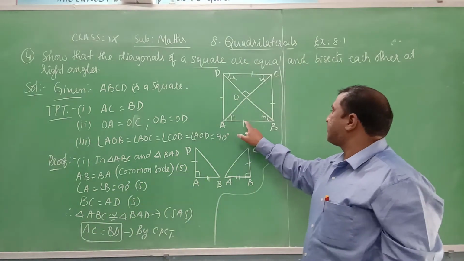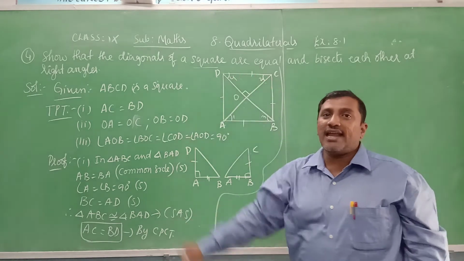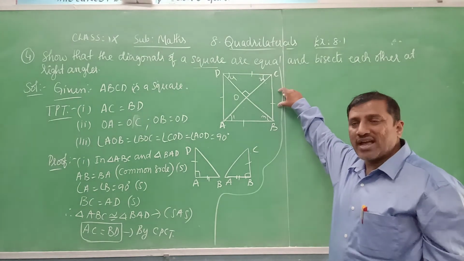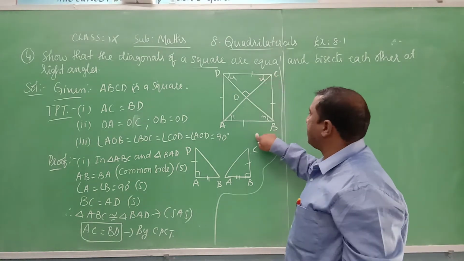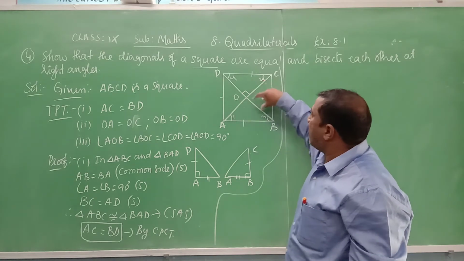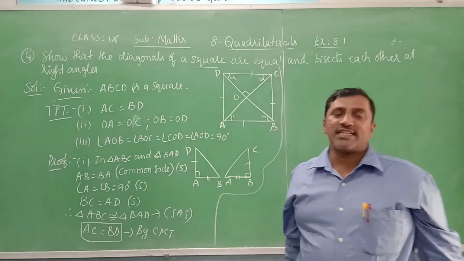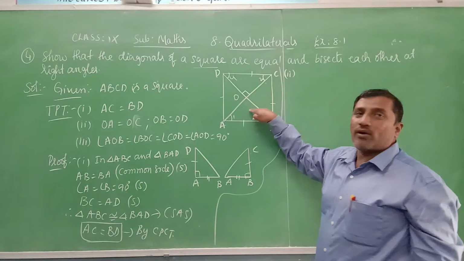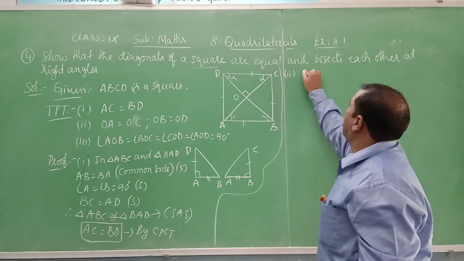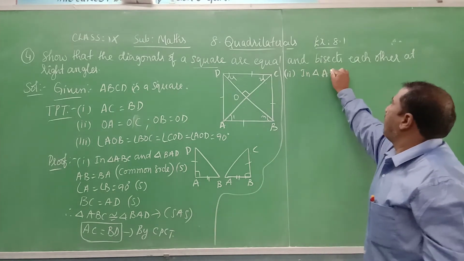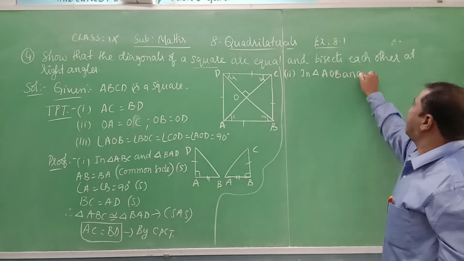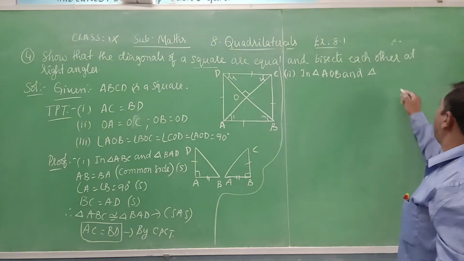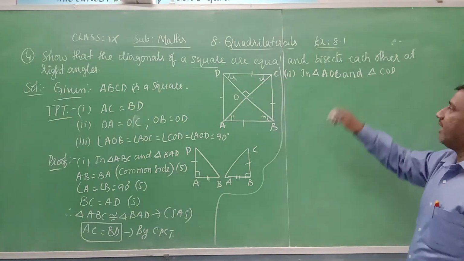Now by angle side angle, ASA congruency, the two triangles are congruent triangles. These two triangles are congruent triangles. Now by CPCT, OA is equal to OC and OB is equal to OD. So like this we can prove the second identity. So to prove the second identity, consider one pair of opposite triangles. That is triangle AOB and triangle COD.